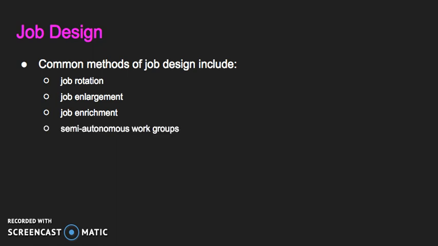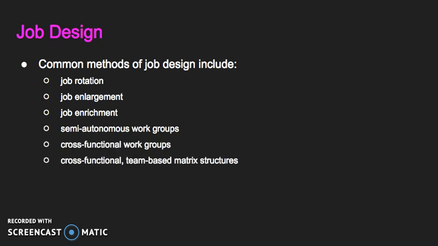Semi-autonomous work groups, where it's basically a multifunctional work group of employees who take responsibility for a production process or project, share and manage tasks to achieve targets without having any direct supervision. And we've also got cross-functional groups and cross-functional team-based matrix structures. Now that sounds quite difficult, but basically it means that employees are working as part of project teams for specific projects until the project's done. And they report to the project leaders within their little groups.